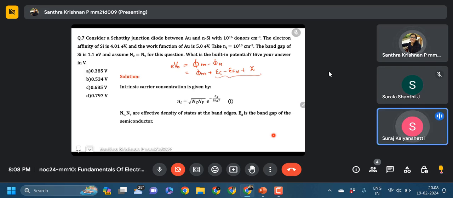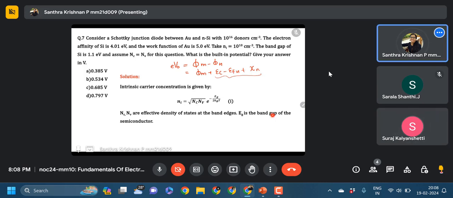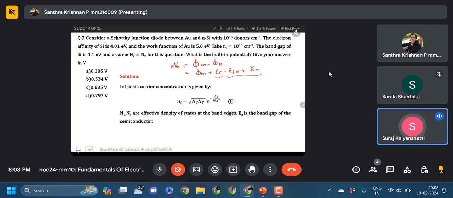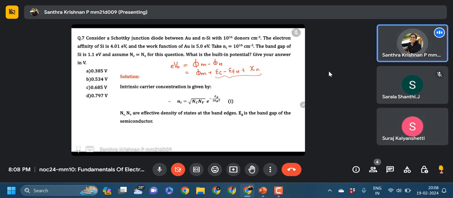Phi n is the phi of the n-type semiconductor, EC minus EFN plus psi. Yeah, that I understood. Okay. Now this equation, we know it. And now we need EC minus EFN in order to get the VB0 part. EC minus EFN is required.